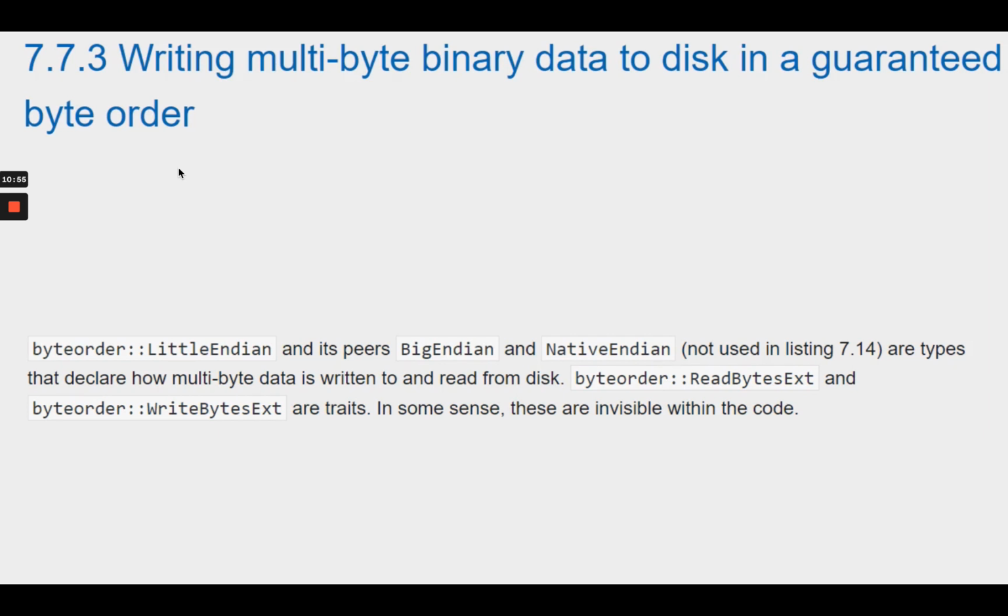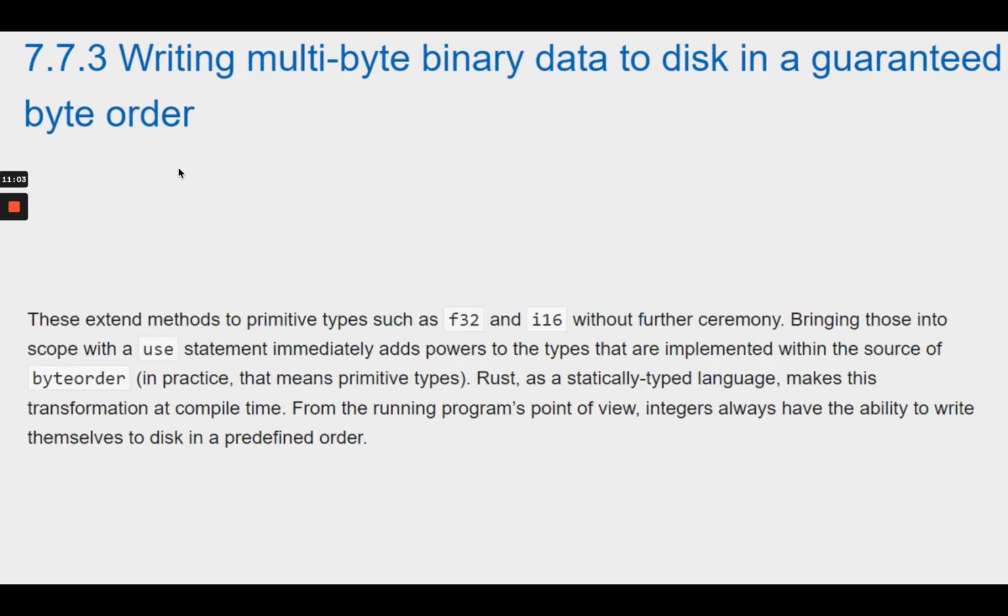byteorder::ReadBytesExt and byteorder::WriteBytesExt are traits. In some sense, these are invisible within the code. These extend methods to primitive types such as f32 and i16 without further ceremony. Bringing those into scope with a use statement immediately adds powers to the types that are implemented within the source of byteorder. In practice, that means primitive types. Rust, as a statically typed language, makes this transformation at compile time. From the running program's point of view, integers always have the ability to write themselves to disk in a predefined order.